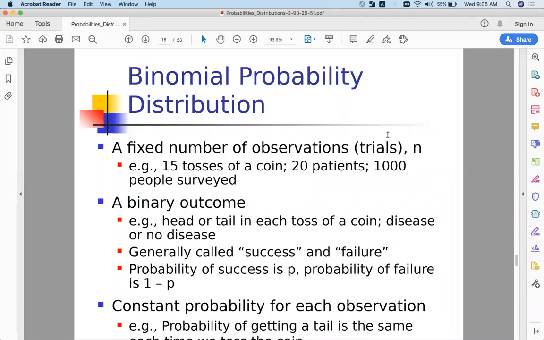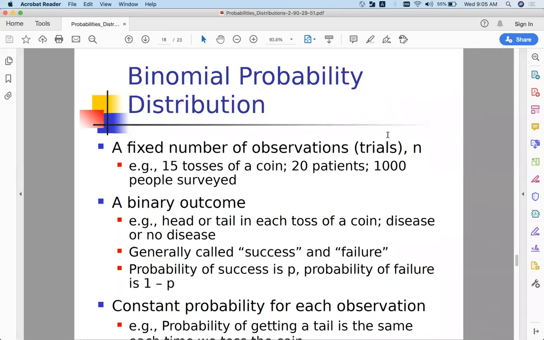Now, the general convention is called success and failure. If head is what you are looking for, the probability of head is success and the probability of tail is failure. The probability of success is given by P, and the probability of failure is given by 1 minus P. Can anyone tell me why this is 1 minus P? Because the sum of probabilities cannot exceed 1. Right, the sum of probability is always 1. If you remember the dice example, 1 by 6 plus 1 by 6 and so on equals 1. Similarly, the probability of tail is 1 minus 1 by 2, the probability of head, which is also 1 by 2.